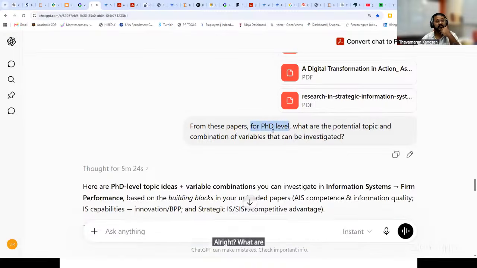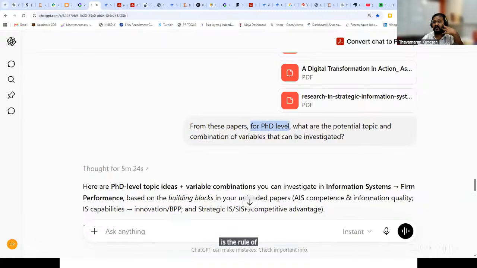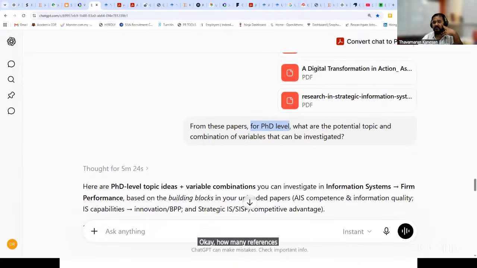What are the potential topic and combination of variables that can be investigated? Okay, before we go to the answer, very quickly we look at the questions here. Is the rule of no need to do scientific research anymore? Yes. Is the rule of thumb that review paper should have a minimum? No, that's not true. How many references can I include in the Q1 paper? There's no such thing. It depends on the paper.